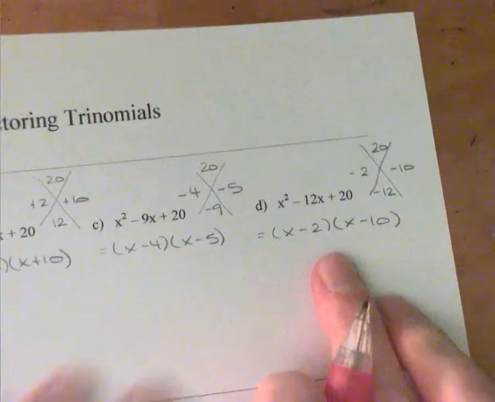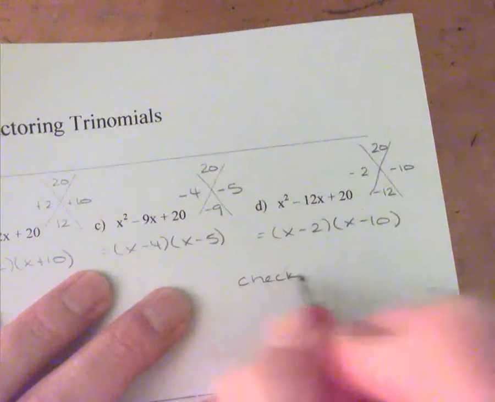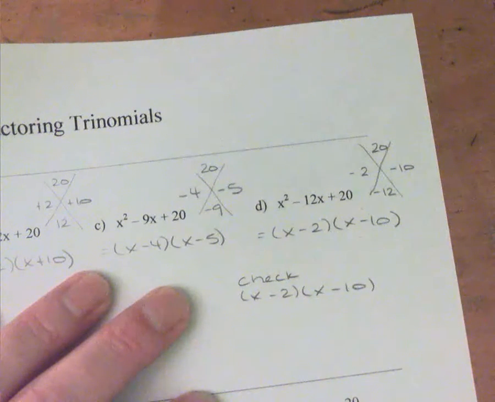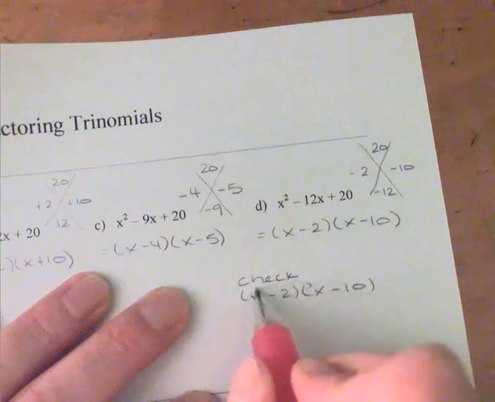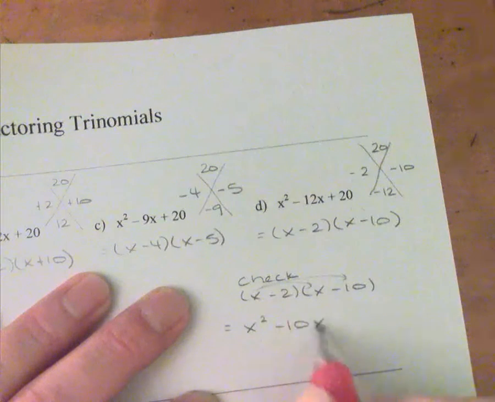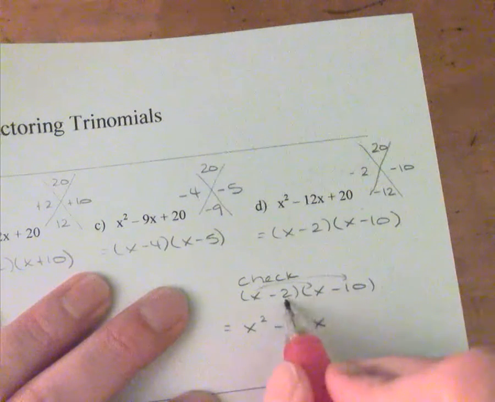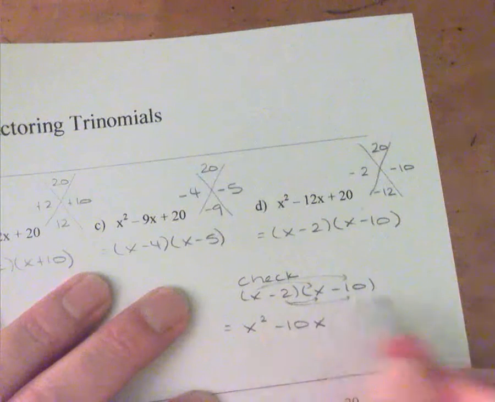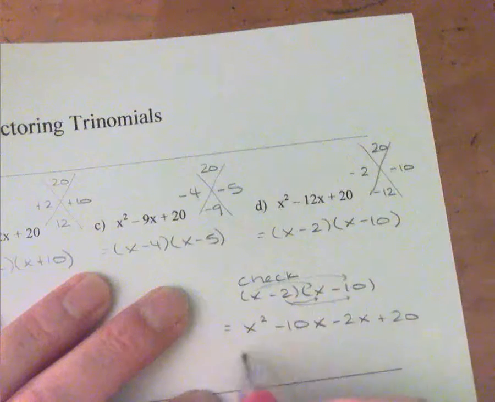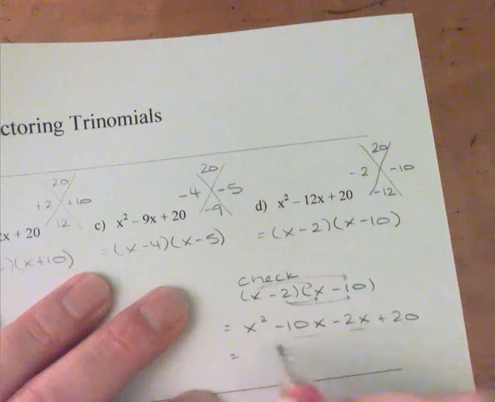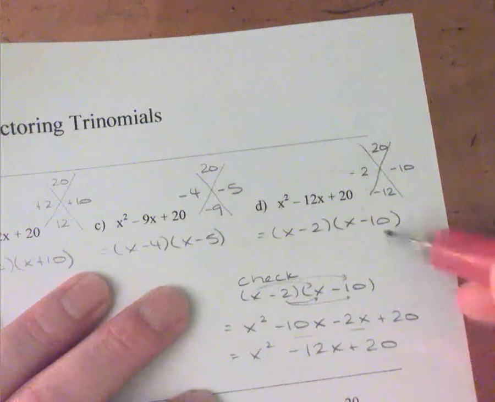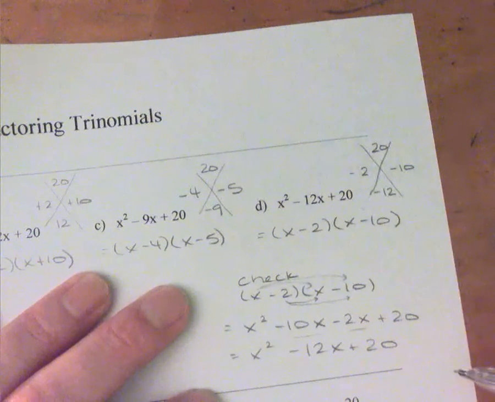Let's just double check this last one. So to check, I'm going to take x minus 2 and x minus 10, and I'm going to multiply them out. So I have x times x and x times minus 10. So I have x squared minus 10x. And now I want to multiply minus 2 times x and minus 2 times 10. So I have minus 2x and plus 20. So I'm going to collect like terms. So I have x squared minus 12x plus 20. I picked the right numbers to get the brackets.